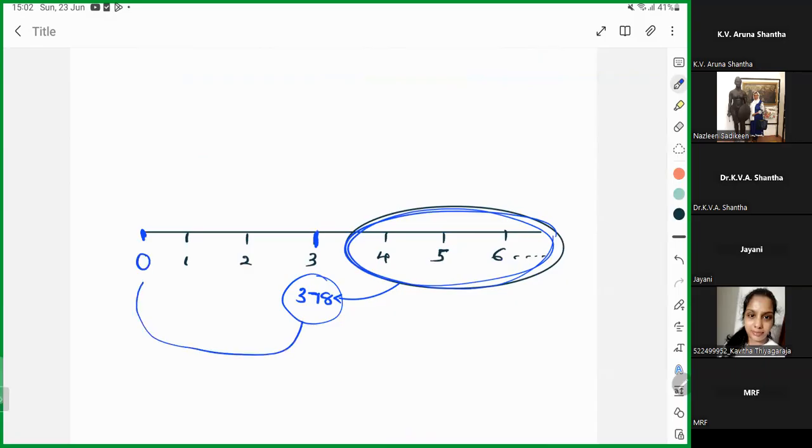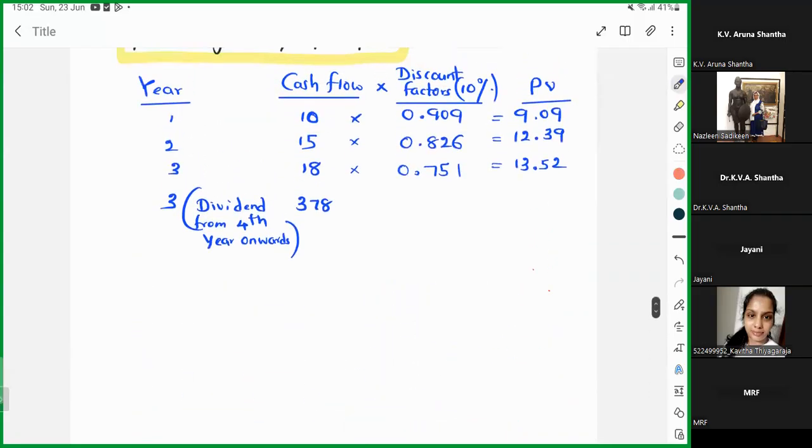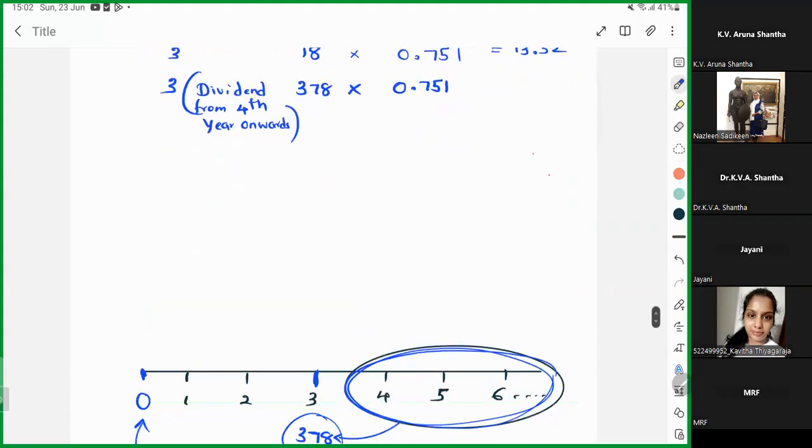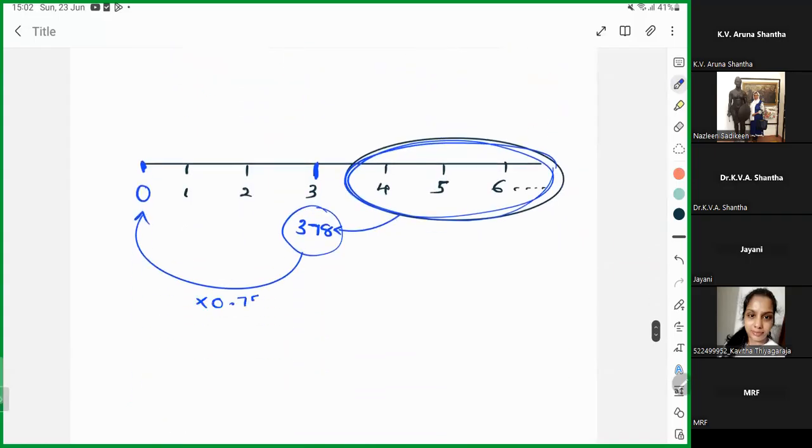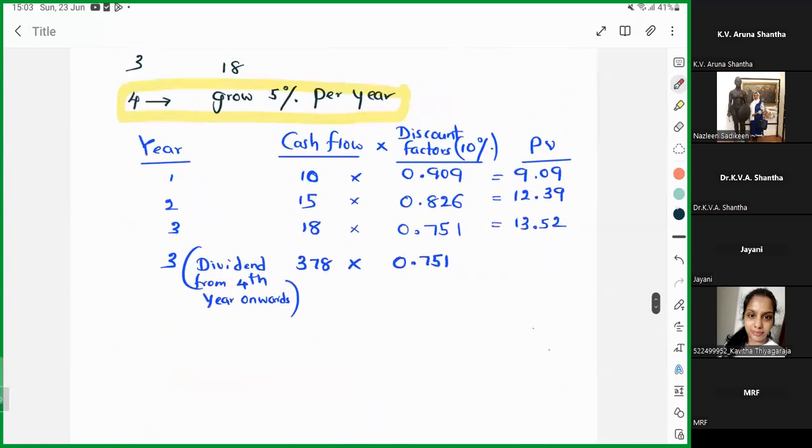Now you have to get it to today's value. So you have to discount back to today's value. Now we have the end of the third year value, 378. You multiply it by third year discount factor. When you multiply this by third year discount factor, you get the present value, today's value. How much? 378 multiplied by 0.751. 283.88. Yes.